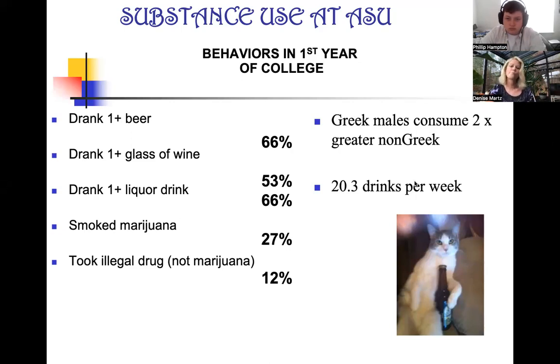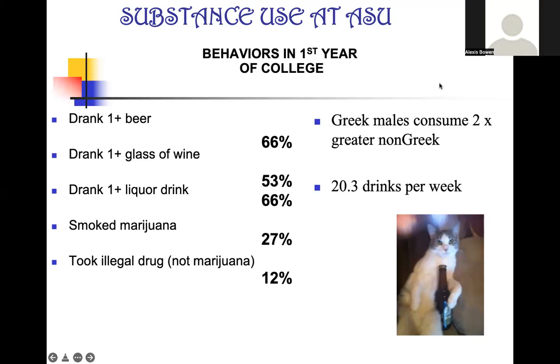Well, from my observations, I've never been a part of Greek life and I don't know much about it, but just from my observations, it seems like a lot of their culture as groups is partying. Yes. So that's a part of the social life, the partying, and having alcohol accessible. I think you're right, Alexis.